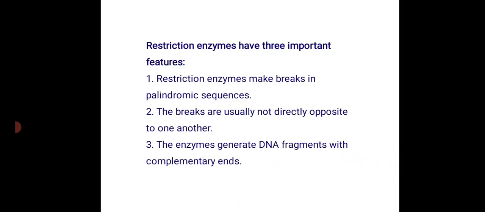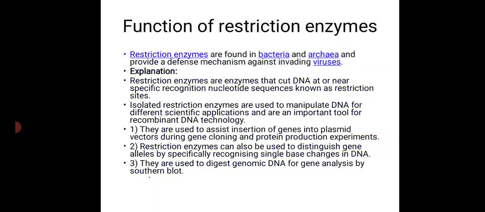Restriction enzymes have three important features. They make breaks in palindromic sequences. The breaks are usually not directly opposite to one another. The enzymes generate DNA fragments with complementary ends. So these are the three important features of the enzymes.